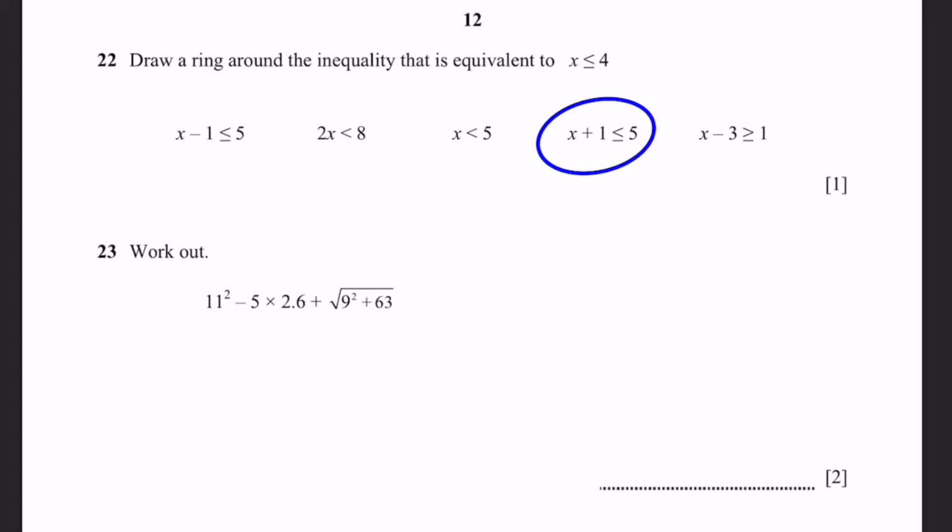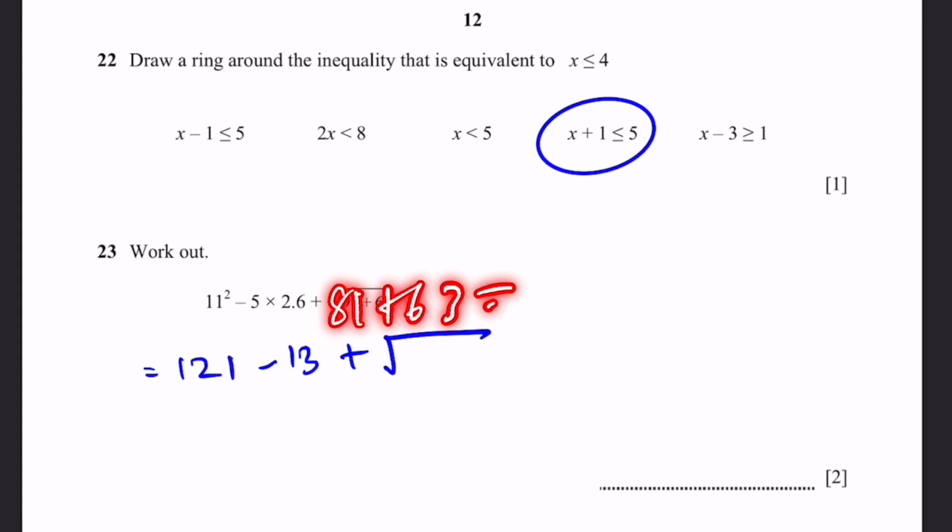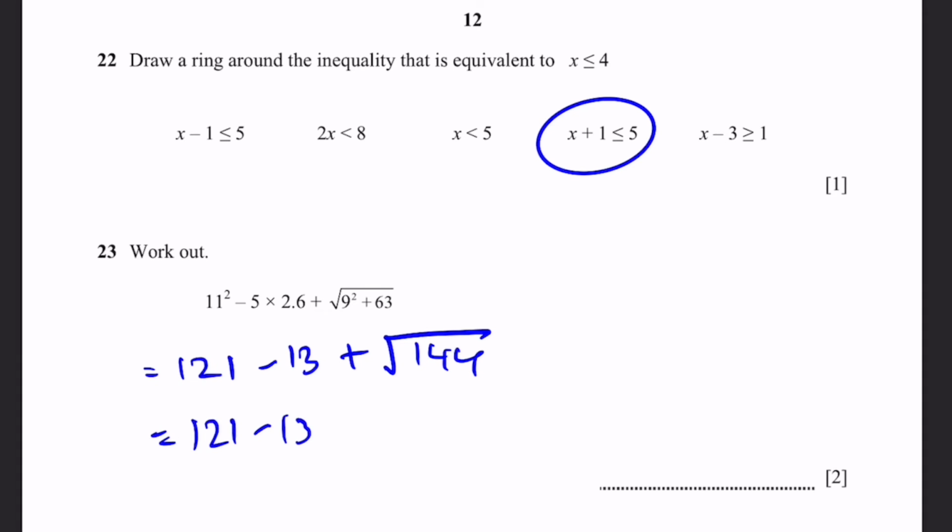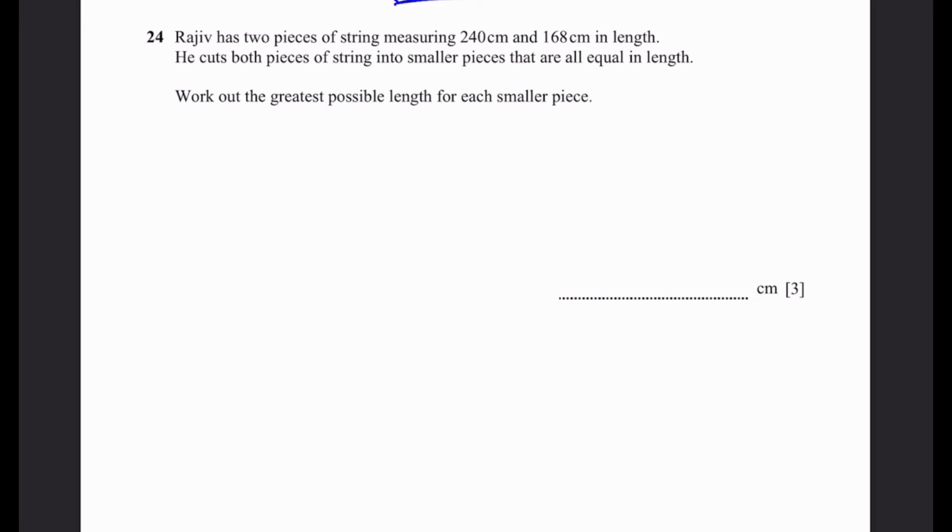Work out 11 squared minus 5 times 2.6 plus root of 9 squared plus 63. So 11 squared is 121. Minus 5 times 2.6 is 13. Plus the square root of 9 squared plus 63. 9 squared is 81. We add 63 to get 144. And now we just do the square root of 144. That's 121 minus 13 plus 12. And that will be 120. That's the answer. Question 24.